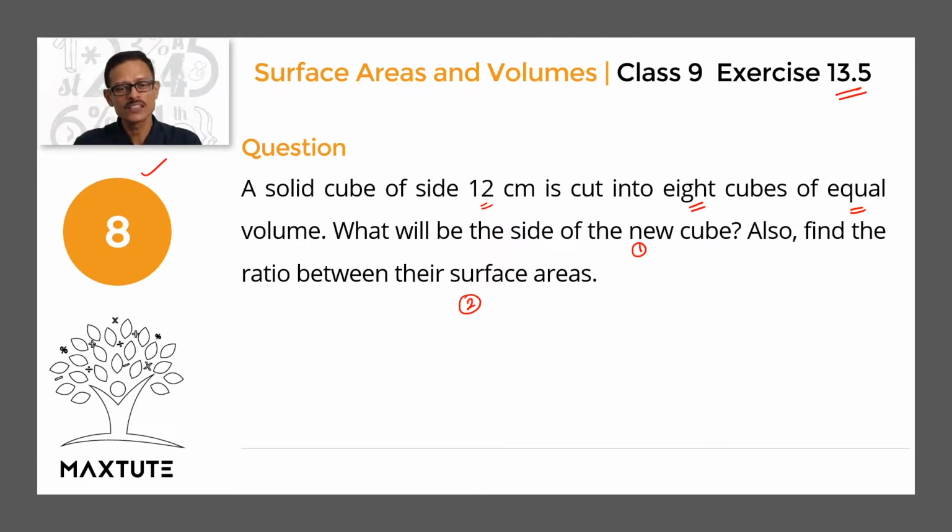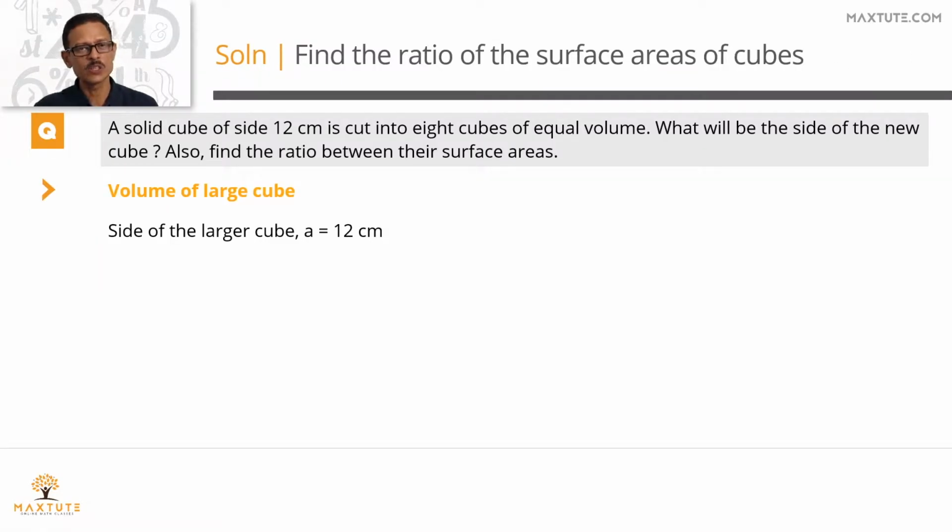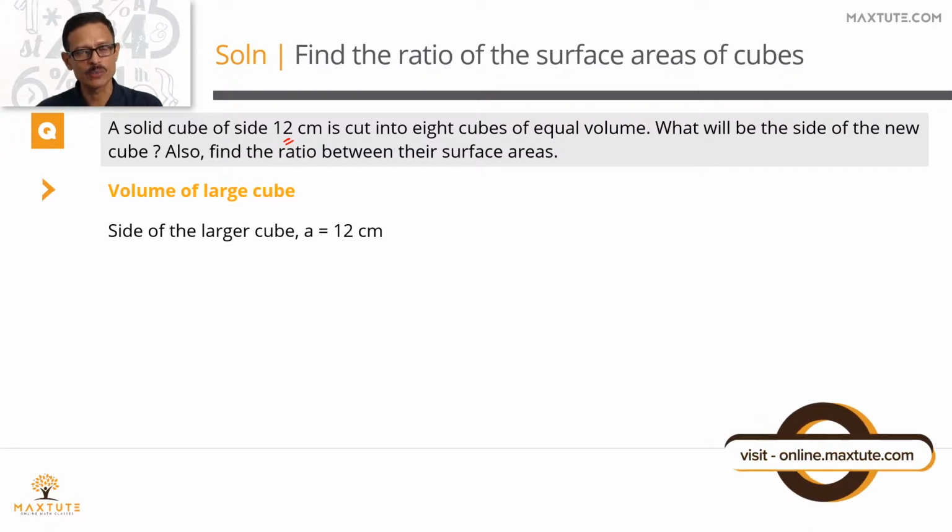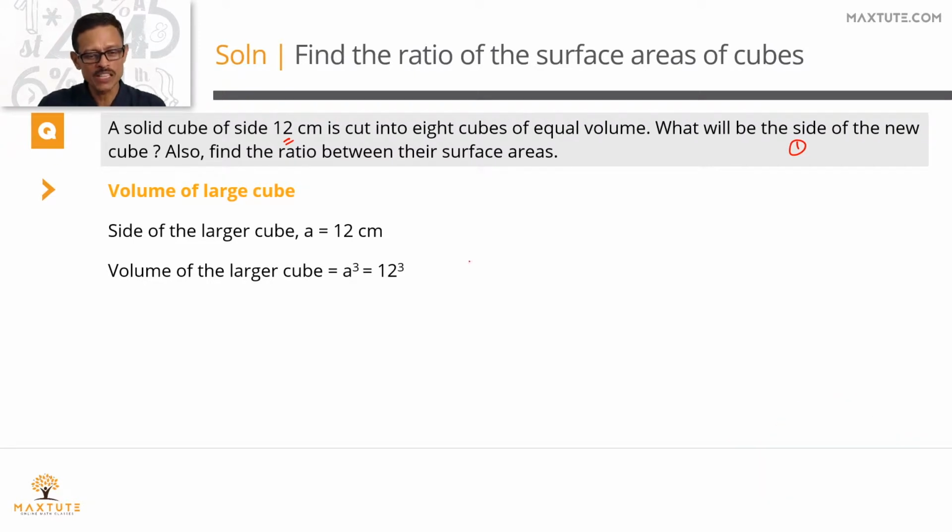The ratio between what? The surface area of the larger cube to the surface area of one smaller cube. I'm going to assign one variable to start with, for the side of the larger cube. Let's say that is equal to A units, which is equal to 12 centimeters. As the first step, let's compute the volume of the larger cube and the volume of one smaller cube. Volume of the larger cube is equal to A cube, which in this case is 12 cube. Don't compute the value of 12 cube as 1728. It's a waste of time and effort. Things will get cancelled out. So let's keep it as 12 cube.